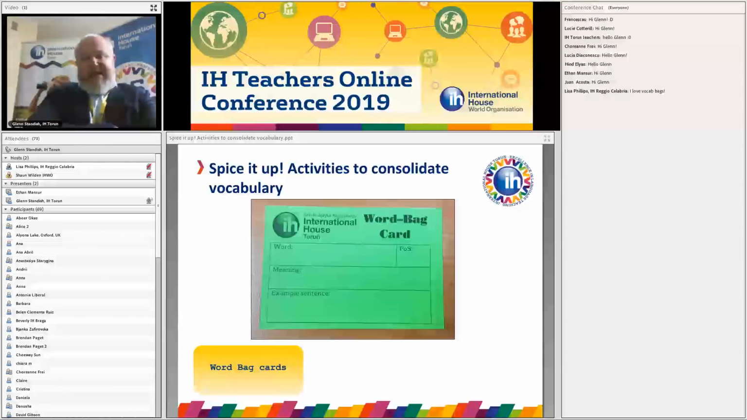So basically these cards then get collected in and put into a bag, and we as teachers constantly dip into this bag throughout the whole year. So there are words which students learnt maybe several months ago, or even at the beginning of the year, and we constantly consolidate the language and the words through games.